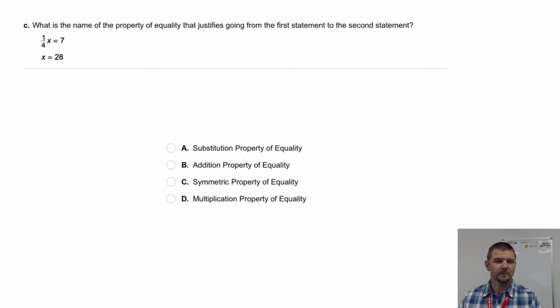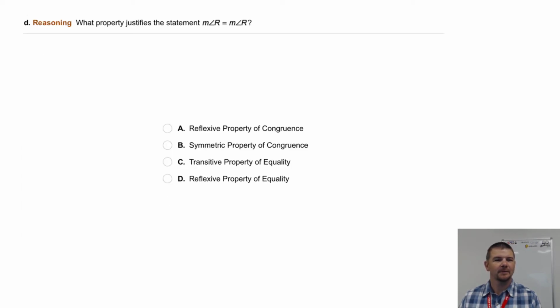Part C. What is the name of the property of equality that justifies going from the first statement to the second statement? 1/4 x equals 7. x equals 28. And part D, a reasoning item. What property justifies the statement, the measure of angle R equals the measure of angle R?